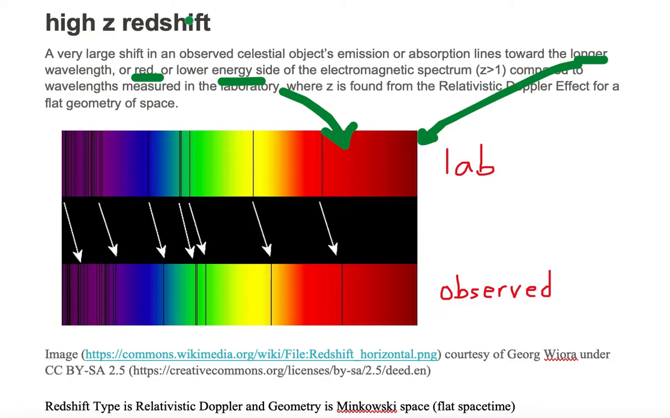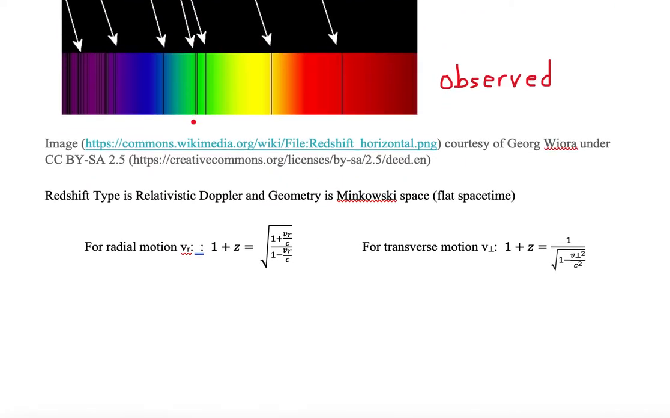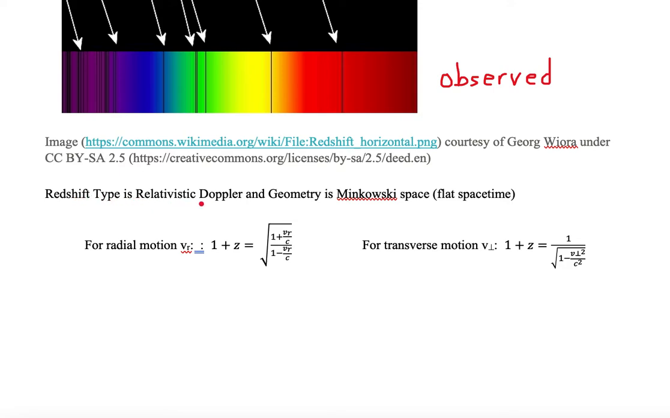Now, the difference between a regular redshift and a large Z redshift is that a large Z redshift has this Z value greater than 1. So how do we determine this Z value? Well, Z is determined from the relativistic Doppler effect for a flat geometry of space. So here's the relativistic Doppler effect for a flat geometry of space. Flat geometry of space is like a sheet of paper. It's not curved, it's flat.